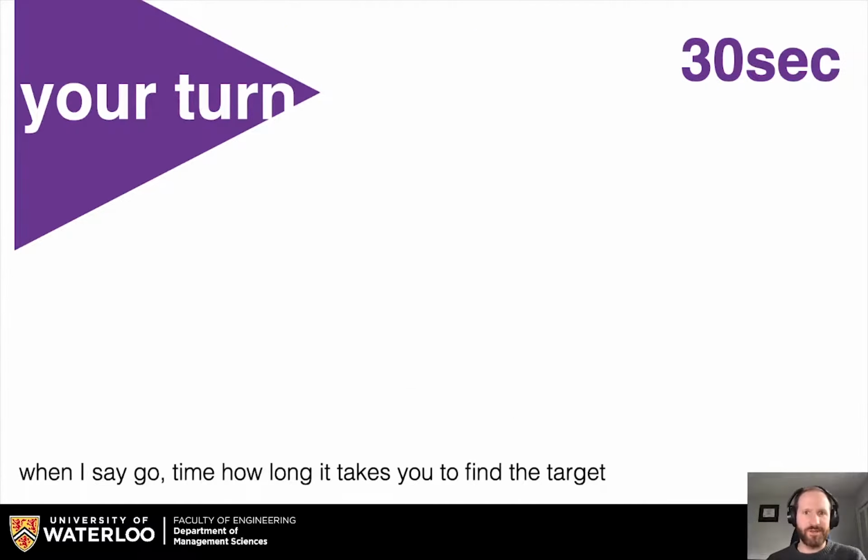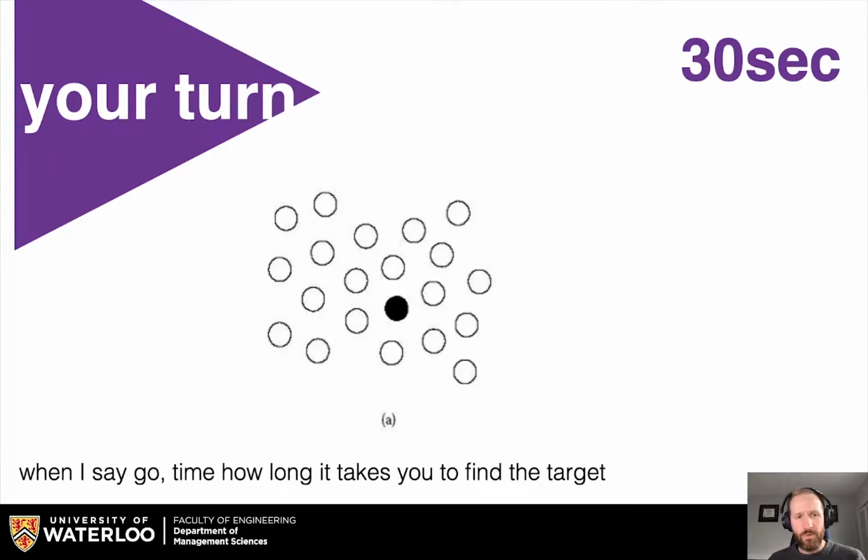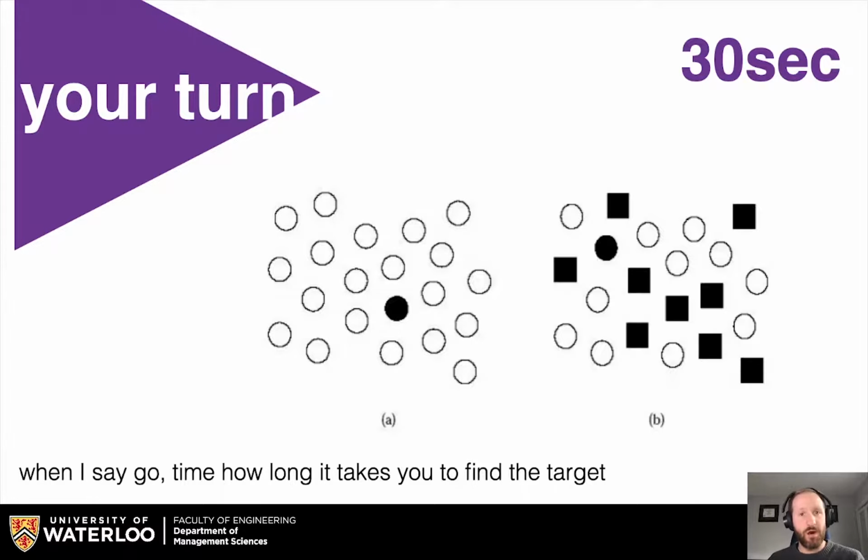So let's do this interactively. When I say go, I want you to time how long it takes you to find the target. Pause now if you need to get a timer, for example, on your computer or on your mobile device. And then when I say go, see how long it takes you to find the target. Ready? Go. You probably found it by now. We'll do this one more time. Ready? Go.